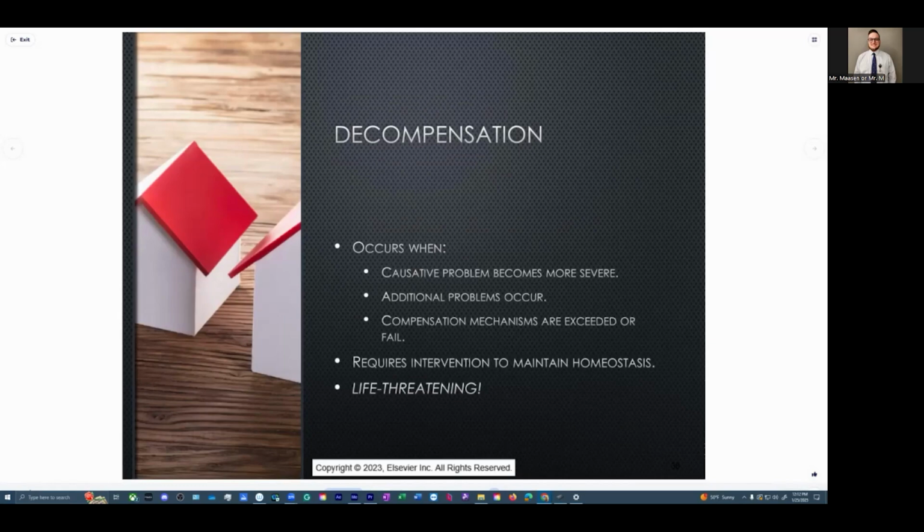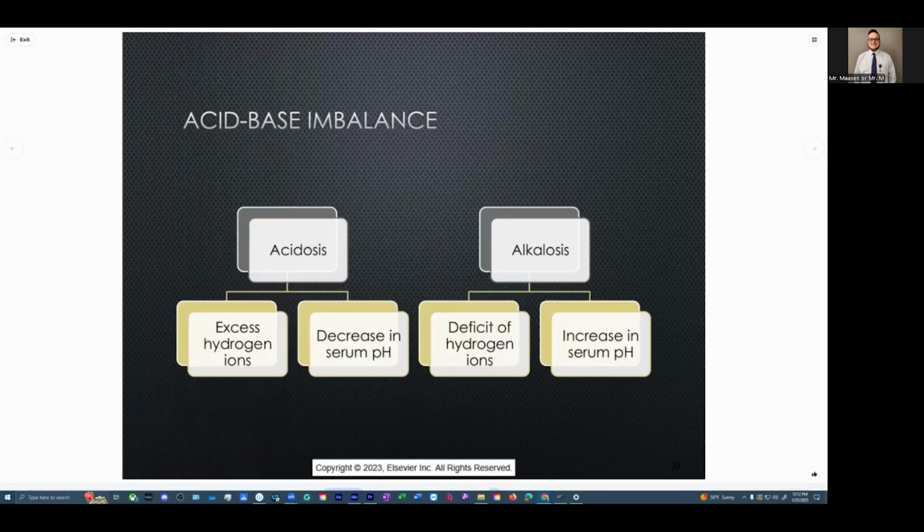Decompensation, this is when the problem is more severe. Other problems step up, and then basically the compensation mechanisms start to fail. This requires intervention from outside source. This is where acidosis becomes life-threatening, when our compensating mechanisms, the buffer systems, start to fail.